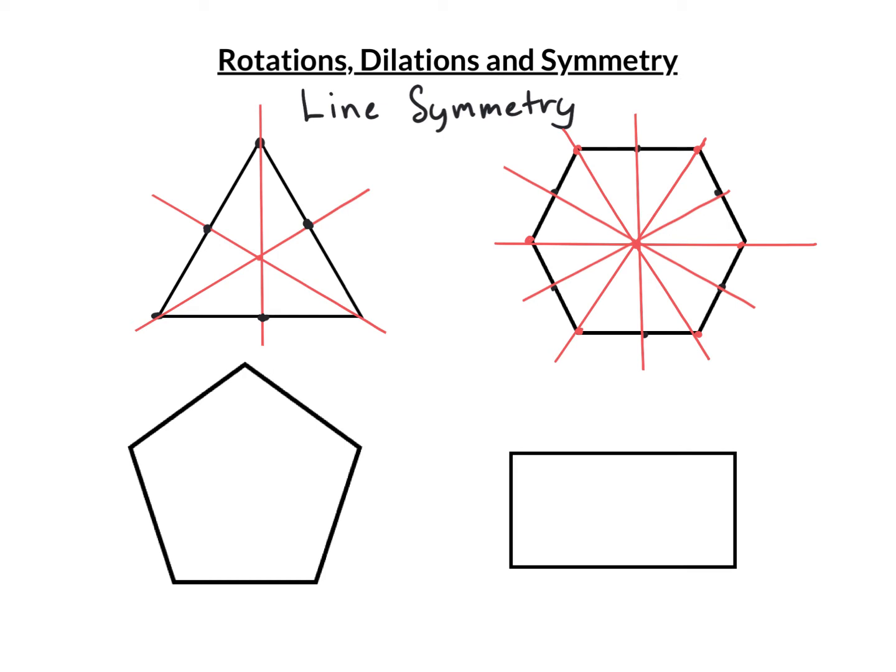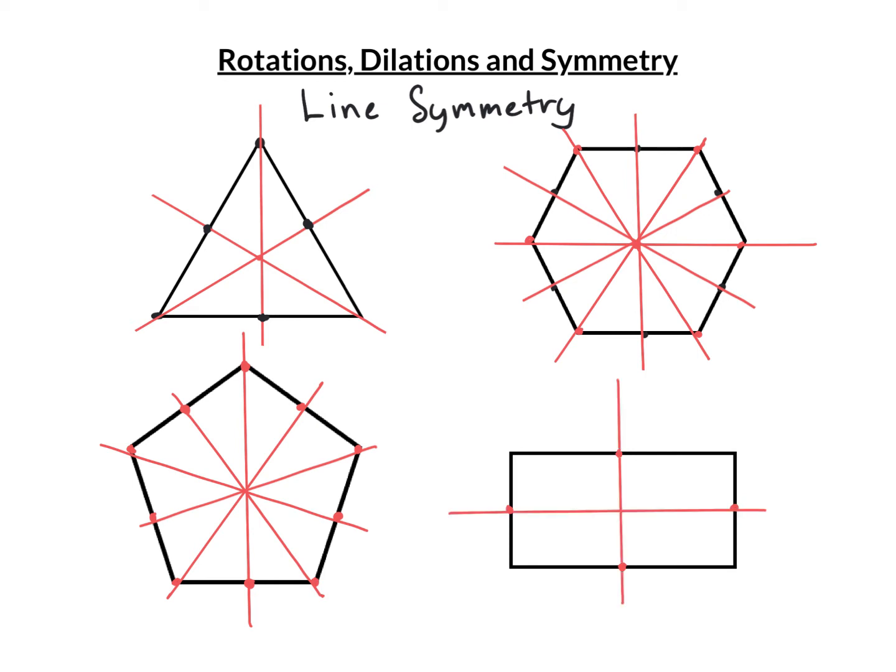A pentagon has 5 lines of symmetry, from a vertex through the midpoint of the opposite side. There are the 5 lines of symmetry for a pentagon. A rectangle has 2. We need the midpoints of the opposite sides. Remember that with line symmetry, a reflection over the line you draw should map the figure to itself.